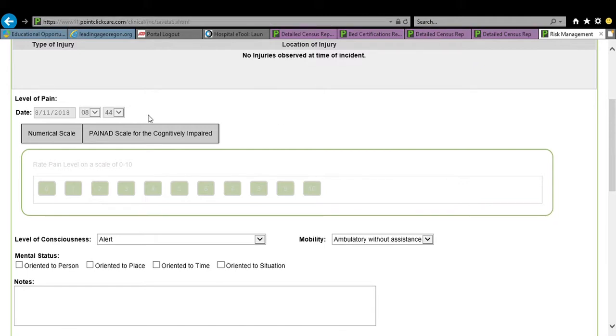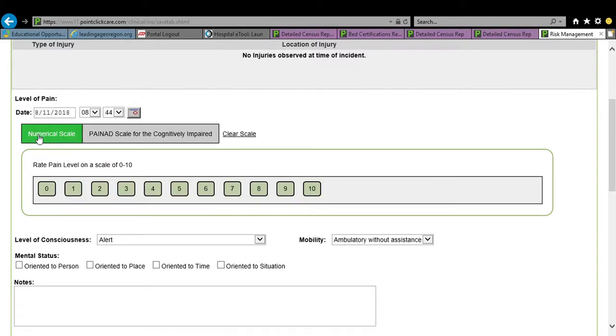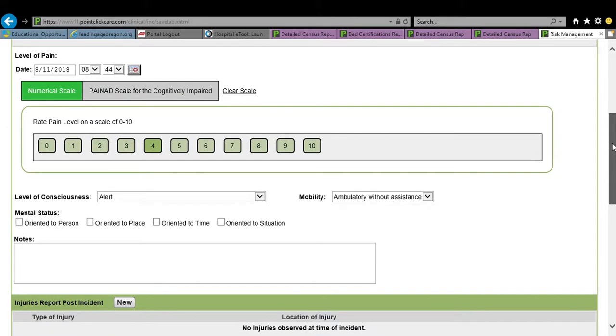So next you're going to come down to the pain scale. It's really important to be identifying the patient's pain at the time of the fall. So this is the initial pain assessment. So he might have been a 4 out of 10 at the time of fall, pretty manageable, didn't even want Tylenol for it.